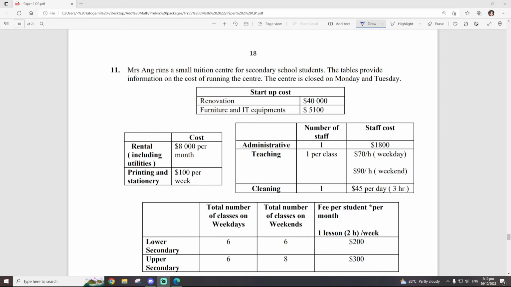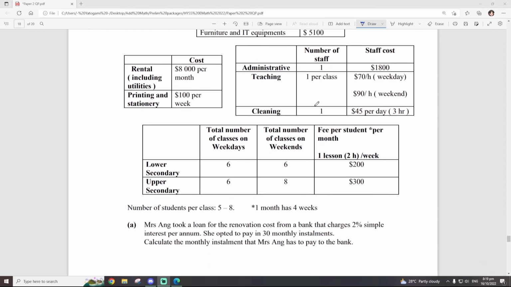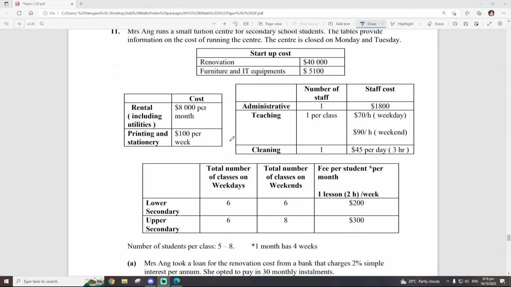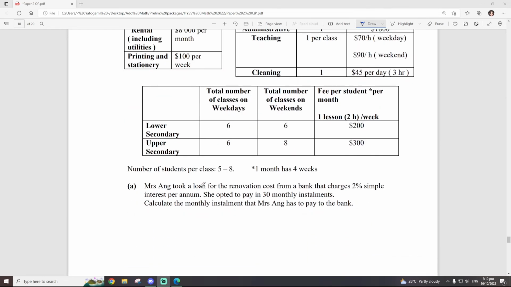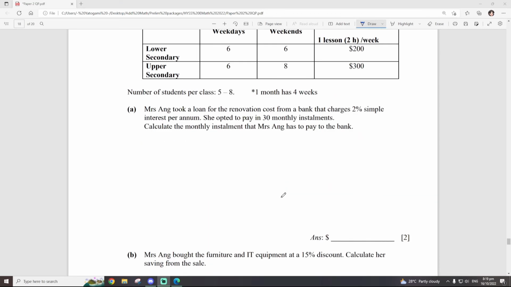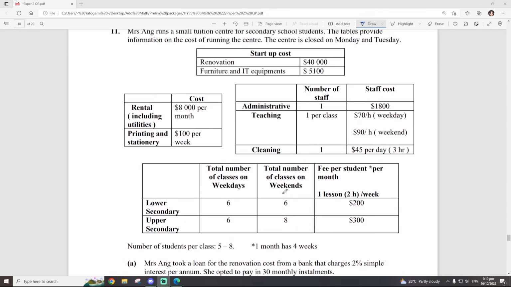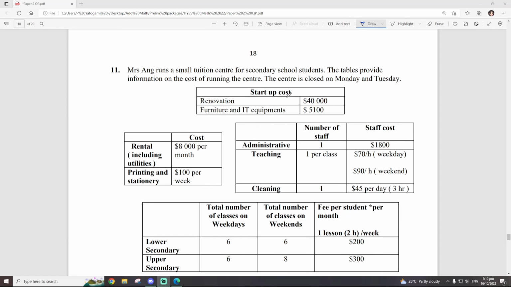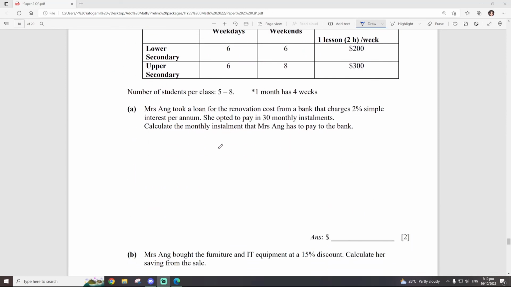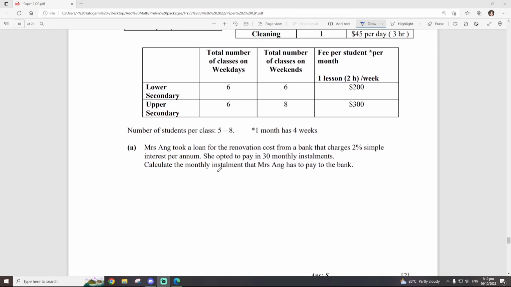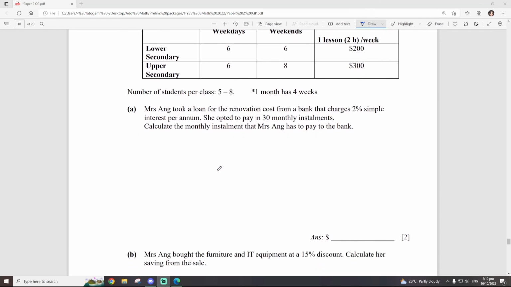Okay, so the last question. As always, it is a real world context. So it seems to be financial. So we have Mrs. Ang who's going to run a tuition. She took a loan, 2% simple interest, 30 monthly installments. Okay, so renovation costs will be $40,000. And she didn't take any down payment, right?